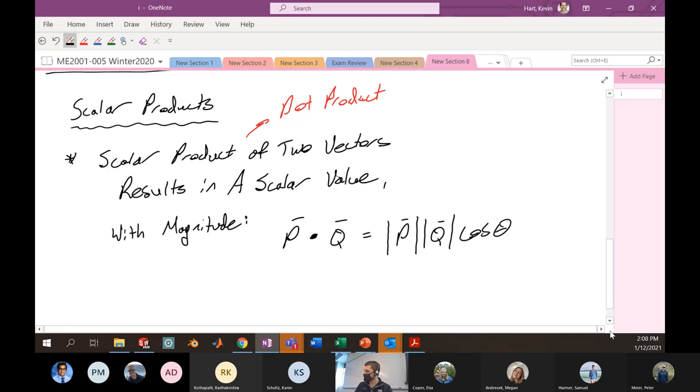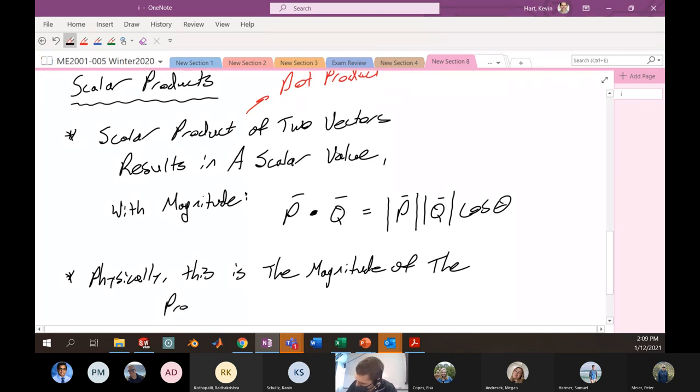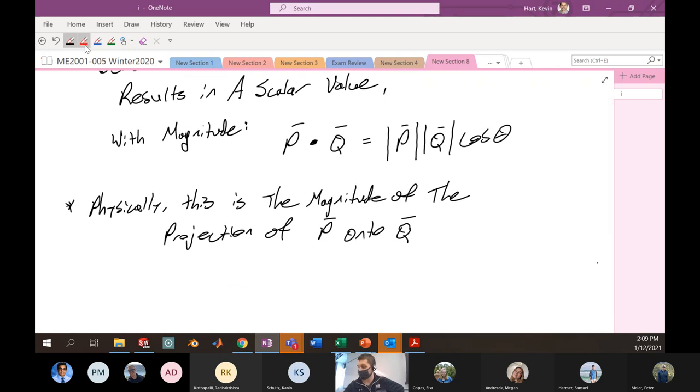All right. So what this is physically, this is the magnitude of the projection of P onto Q. I'm going to draw some pictures here in just a second, and I'll explain what I mean by that. It'll make a little bit more sense if we have this in picture form.